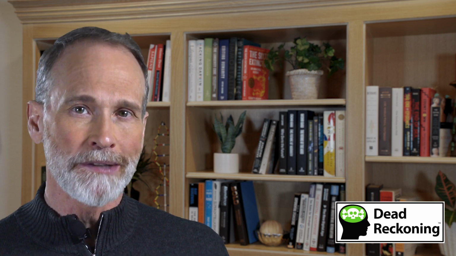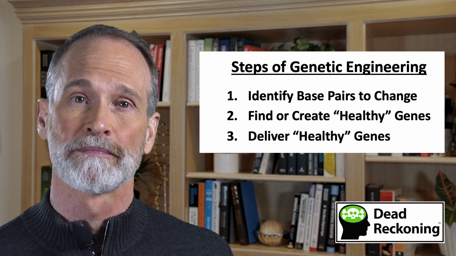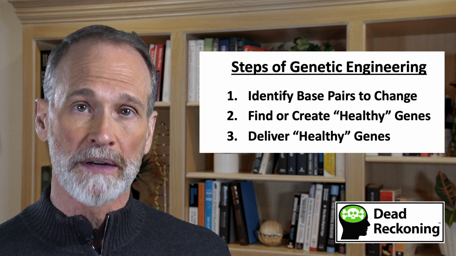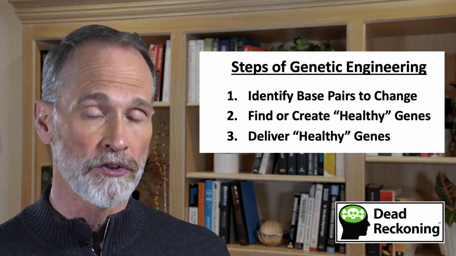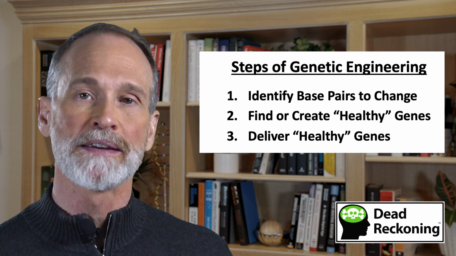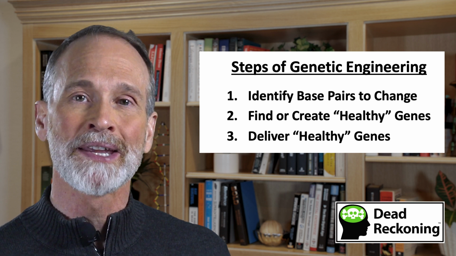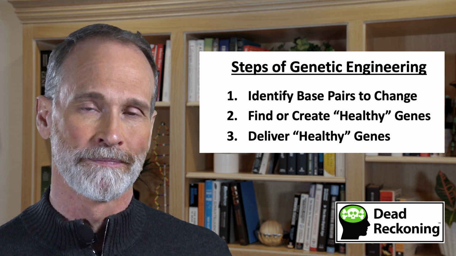For now, let's focus on 3 steps that are necessary to use genetic engineering. Step 1 is to identify the specific order of base pairs that trigger genetic conditions. Step 2 is to find or create healthy versions of genes. And then step 3 is to deliver the healthy genes to an organism.